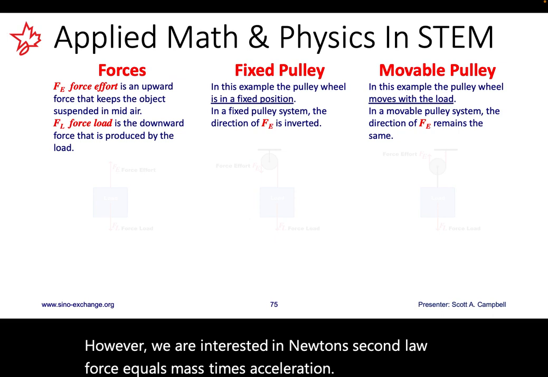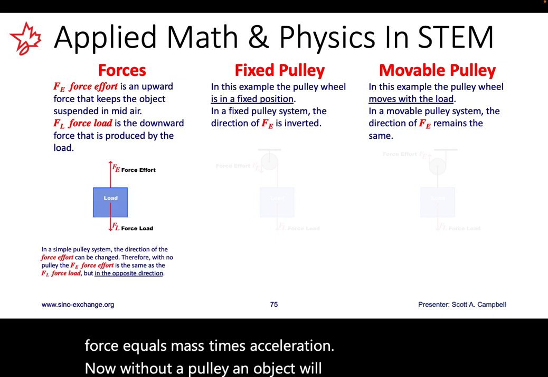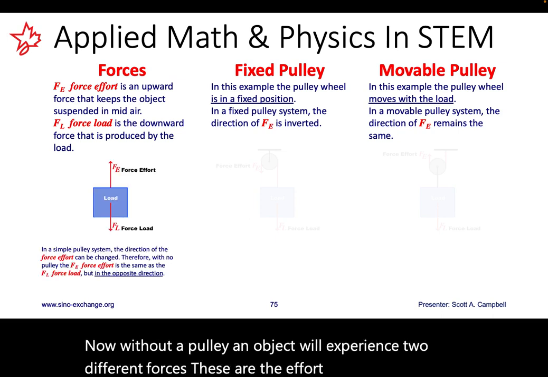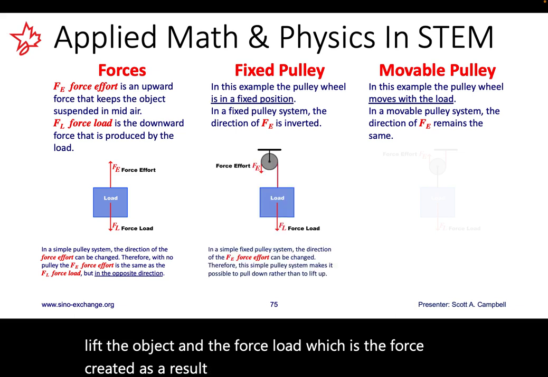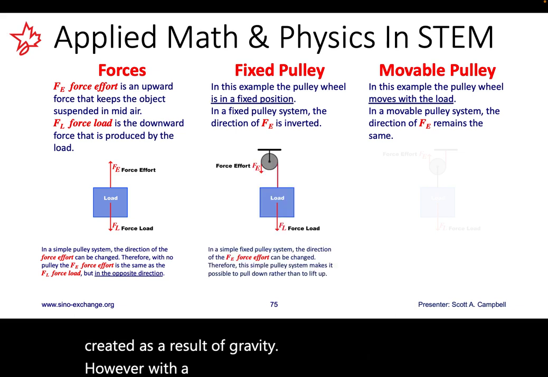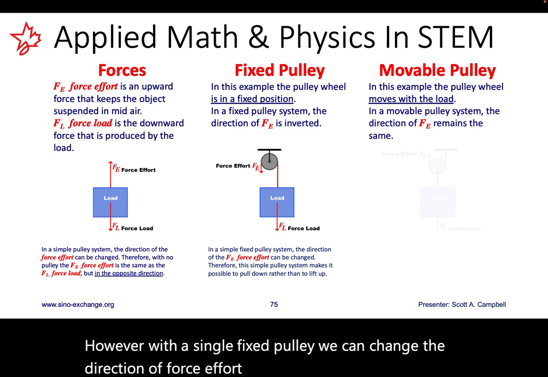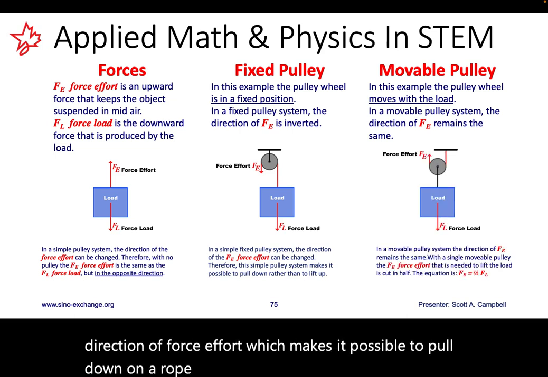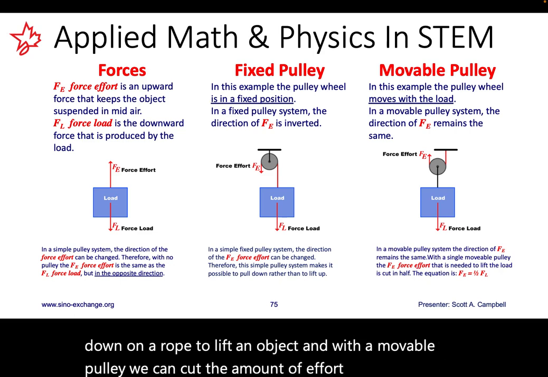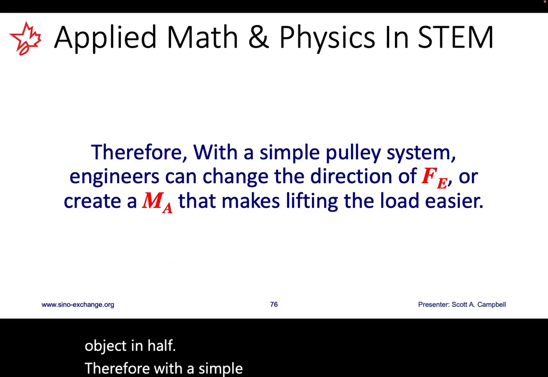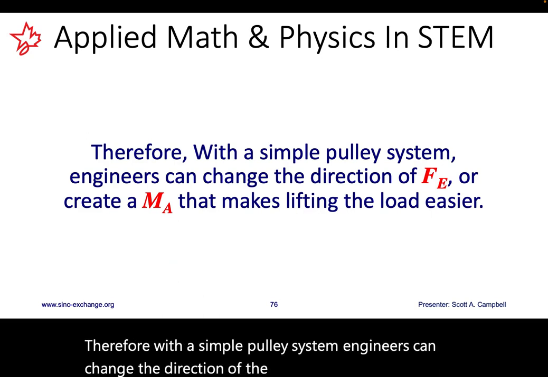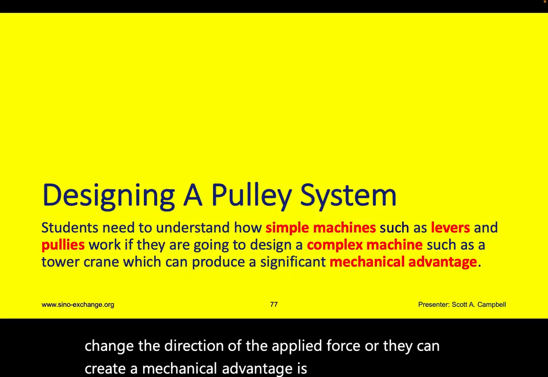Now, without a pulley, an object will experience 2 different forces. These are the effort that's needed to lift the object and the force load, which is the force created as a result of gravity. However, with a single fixed pulley, we can change the direction of force effort, which makes it possible to pull down on a rope to lift an object. And with a movable pulley, we can cut the amount of effort needed to lift an object in half. Therefore, with a simple pulley system, engineers can change the direction of the applied force, or they can create a mechanical advantage that would make lifting the load easier.